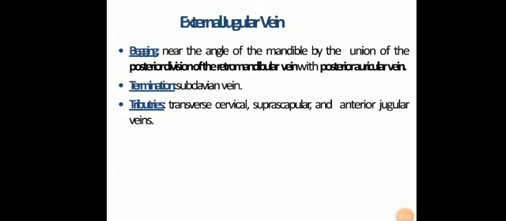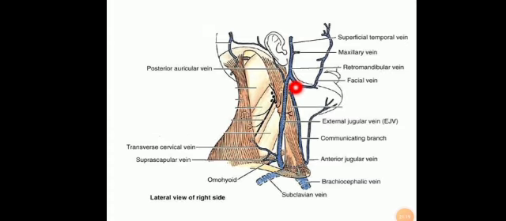External jugular vein. The external jugular vein is formed near the angle of the mandible, or just inferior to the lobule of the ear, by two veins: the posterior division of the retromandibular vein and the posterior auricular vein. These two veins join each other to form the external jugular vein. This external jugular vein terminates into the subclavian vein.